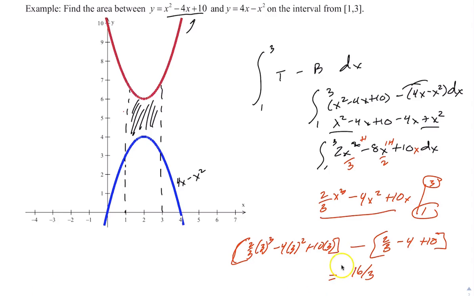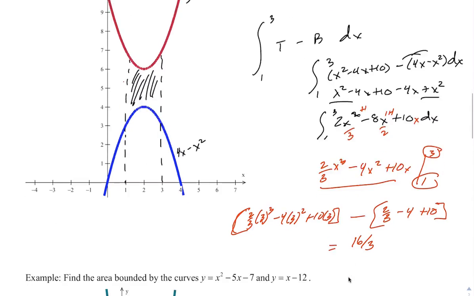Keep in mind, if this was free response, this would be fine. If it's multiple choice, I would have to get the actual answer to match it, and that'll be this right here. Let's do the next one.